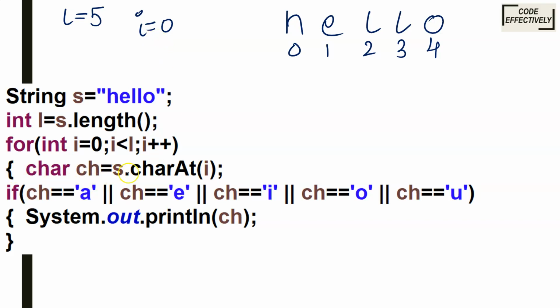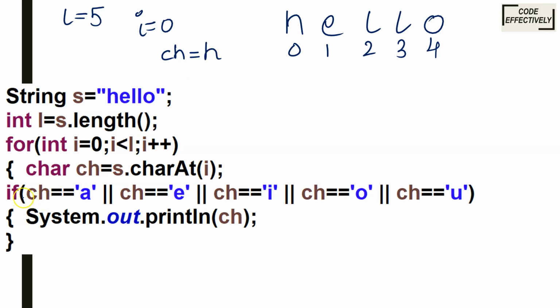It will put char ch equals s dot charAt(i). What it will do is extract the character at the given position from s. So what will the value of ch be? s means the string, dot charAt(i) means the character at the ith position. What is the value of i? 0. So the character at the 0th position in string s, hello, is the character h. So now the value of ch will be h because it will store h.